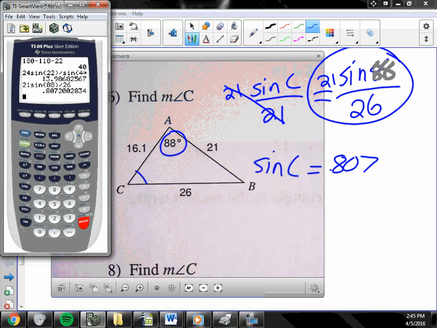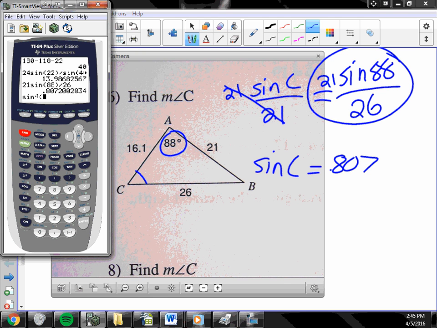Sine is O divided by H, opposite divided by hypotenuse. And the opposite side is always smaller than the hypotenuse. 80% is a good number. If we would have got like 1.3, that wouldn't work. So I invert the answer, and I get 53.8 degrees.